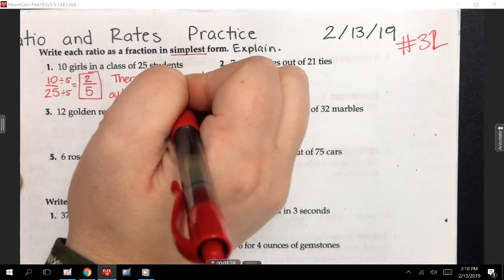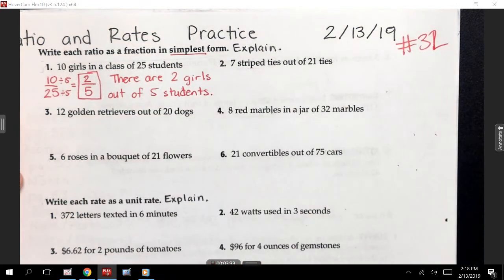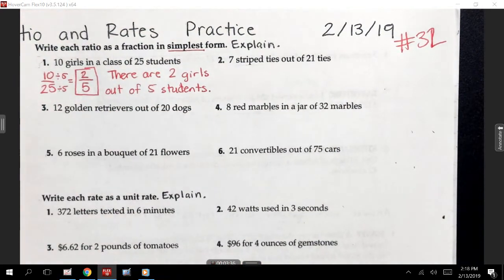This is the way I want you to remember that. Can you put out of 5 boys? It says 5 students. Can I take 2 girls out of 5 boys? Doesn't really work out very well. Okay.